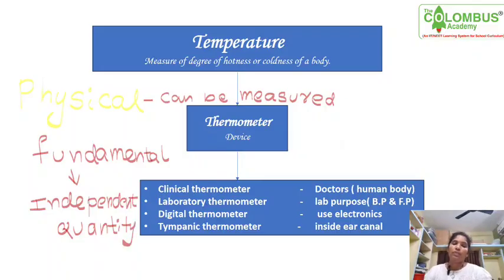This is here temperature. And a thermometer is a device which is used to measure temperature. And we have different types of thermometers. Clinical thermometer, which is used by doctors to measure human body temperature. Laboratory thermometer, which is used in labs to measure boiling point and freezing point.